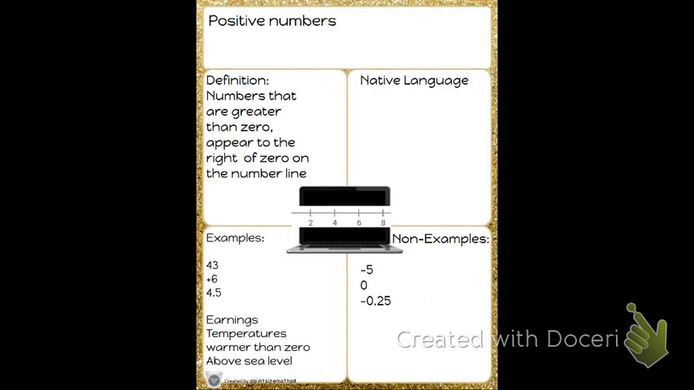And then positive numbers, like we've already talked about, those are our numbers that are greater than 0. They appear to the right of 0 on the number line. You can have positive numbers that are decimals. You might see a plus sign with them, but you do not have to write the plus to know it's positive. Things that are positive numbers include earnings or temperatures warmer than 0, something that's above sea level. Non-examples, anything that's negative, and 0 is also not a positive number.